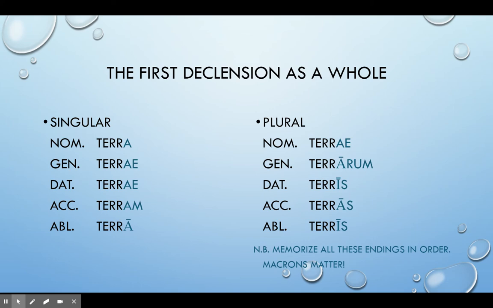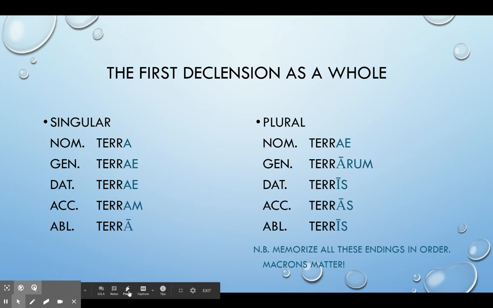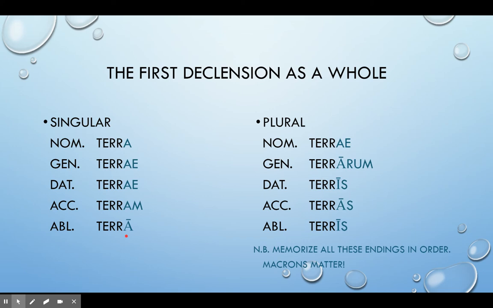The macrons are important. Some of them make the difference between right answers and wrong answers, especially here on the ablative singular. Get that laser pointer in order. That macron makes the difference between right and wrong. And you fine folks need to get to work in memorizing them in order.